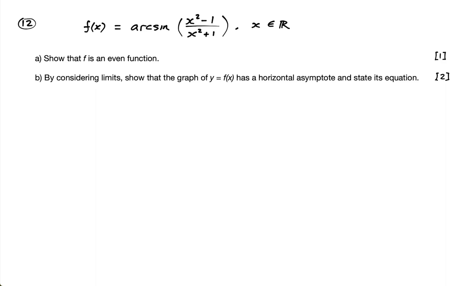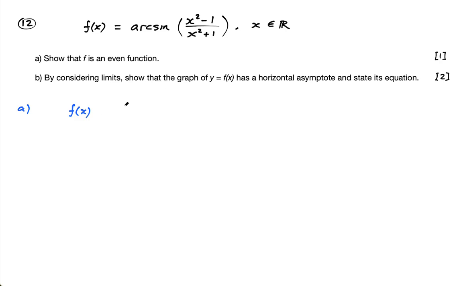Okay, last question, question 12, and I think this is a difficult question. So 12a, well, a and b is okay. It says show that f is an even function. So hopefully, guys, you know for an even function, f of x must equal f of minus x. That's what an even function is.